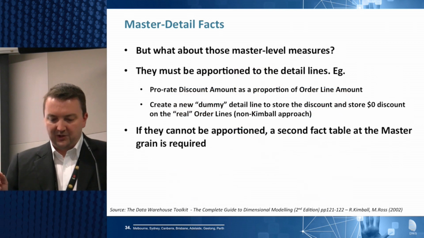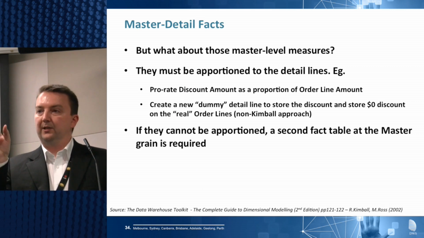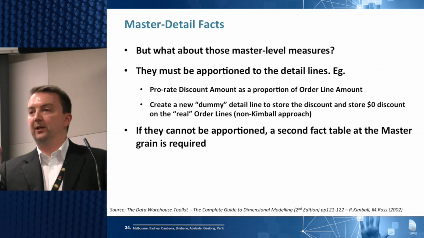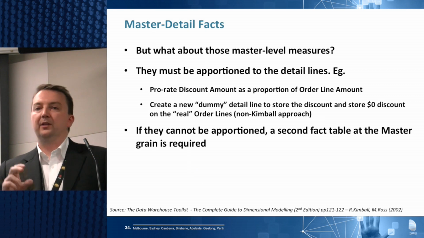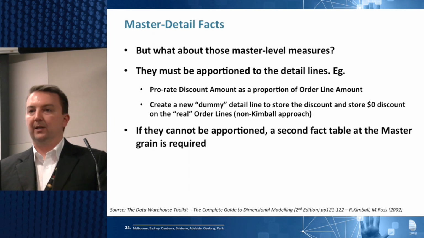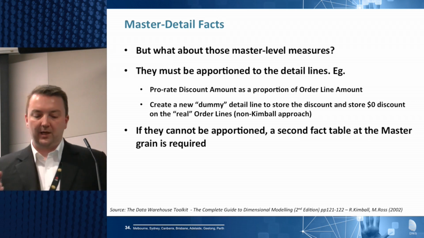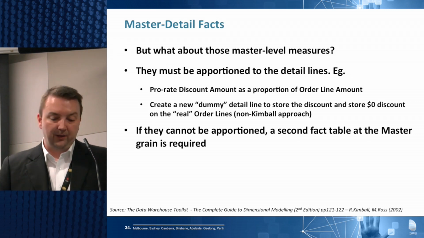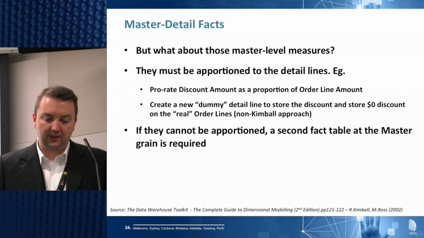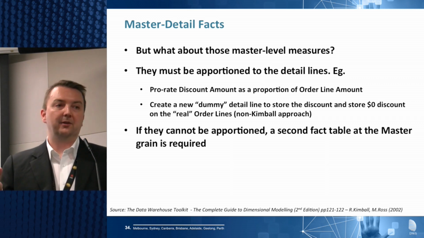So what about those order level measures? If you were to repeat that order discount amount against every single line, and then on a query you tried to add up the discount amount, you would end up double counting because it would be there for each item on the order. So we can't just repeat it. There really is only one good way of dealing with this, and the only way that Ralph Kimball approves of is to prorata that amount amongst the items on the order.